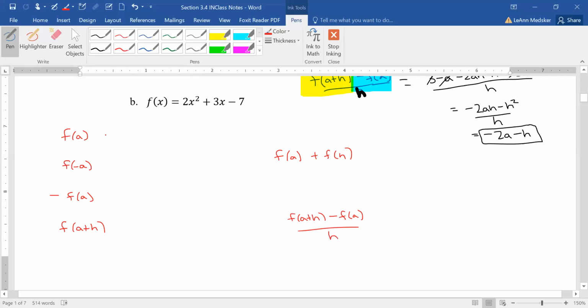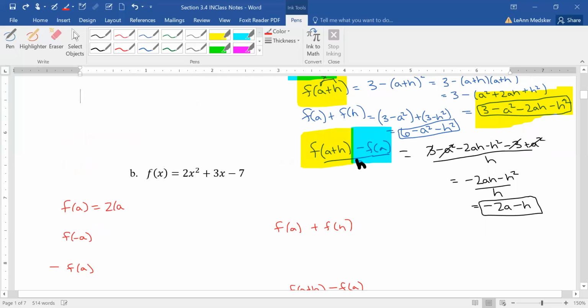Okay, so let's go through. This time there's two different x's in my function, so I have to plug in the a for both x's. Sorry, let me put the square on the outside. Keep consistent. So 2a squared plus 3 times a minus 7. When you square a, it's still going to be a, so it's going to be 2a squared plus 3a minus 7. So there's not really much to do for that first one, just plug and chug.